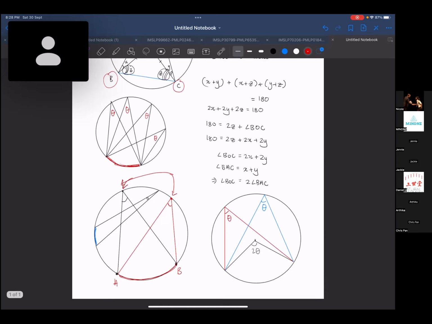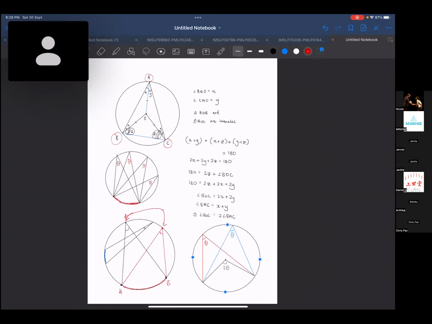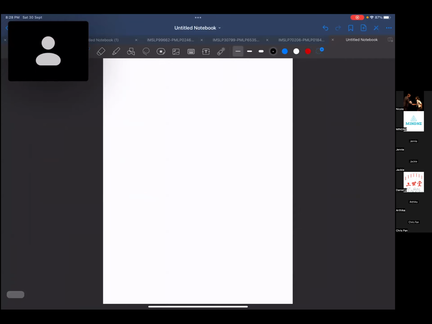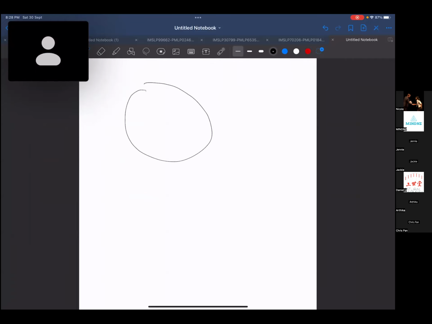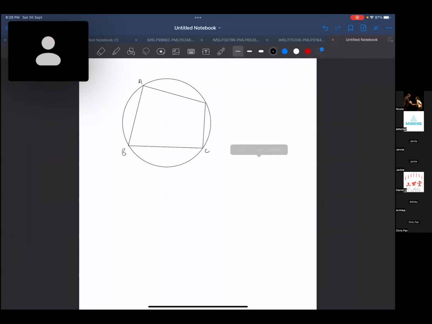So why is this so useful? I think the applications of this a lot of the time are for cyclic quadrilaterals, which we talked about just before, right? So we have a cyclic quadrilateral, and I think it's a good idea to inscribe this in a circle a lot of the time. Okay, let's call it A, B, C, D. So what we're going to do is connect the opposite points.